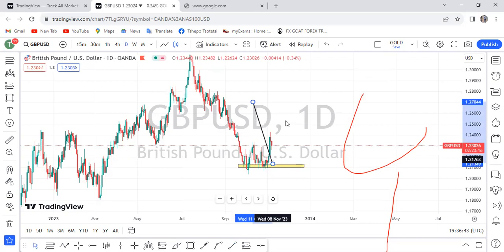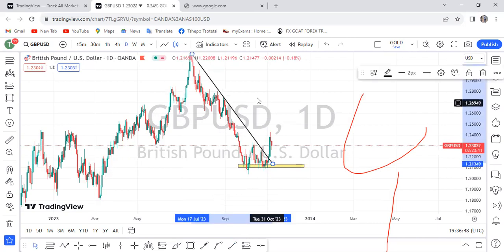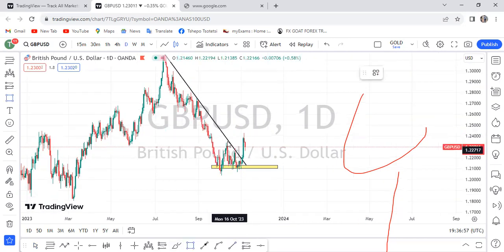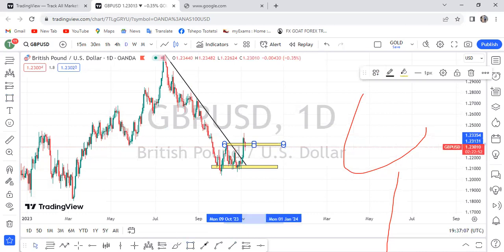We had this downtrend. Then the market failed to make a lower low. Here it failed to make a lower low. It made a double bottom. So when it makes a double bottom, we look at the previous high, we put our zone, and we say, once the market breaks this high and comes back to retest, we're going to expect buying opportunities.